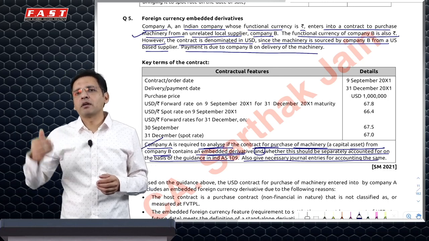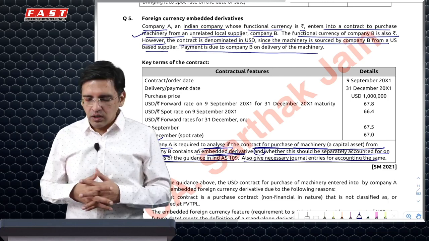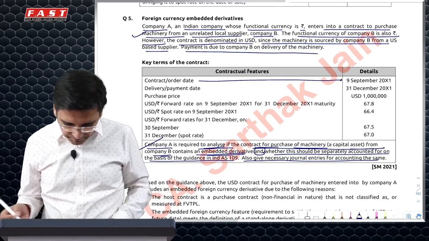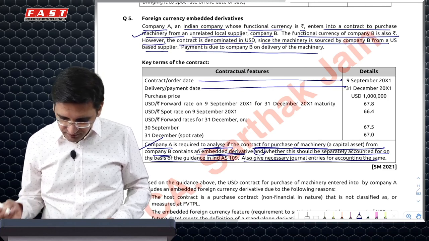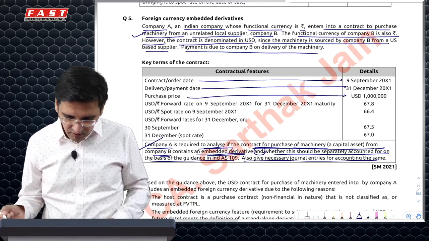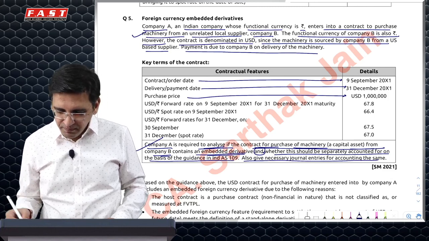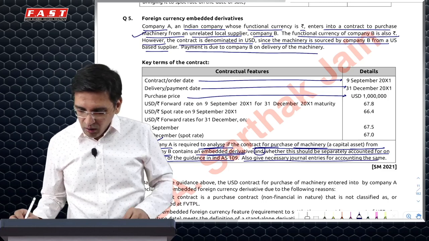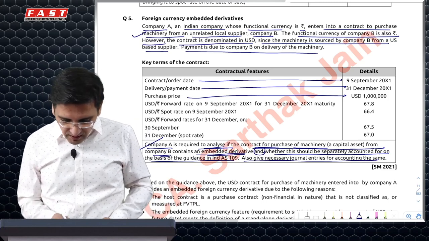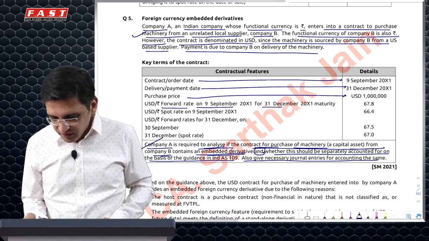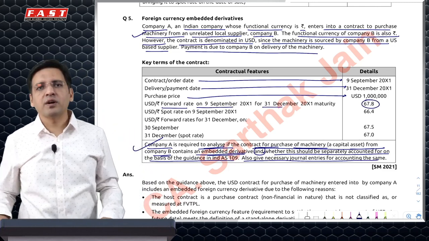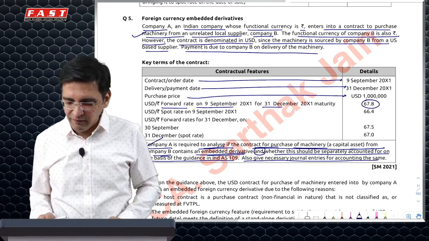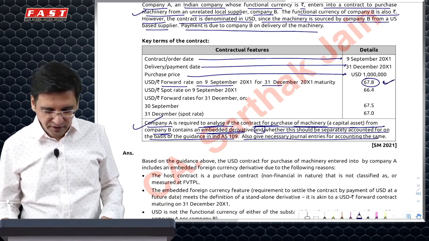He'll be happy if the dollar goes down because he'll have to shell out a lesser amount. The contract actually happened on 9th September and the future date was 31st December. The purchase price was $1 million. I would have to fix the price of the machine as per the forward price on 9th September for a dollar payable on 31st December. So it says forward on 9th for 31st is 67.8. So 67.8 into $1 million is the fixed price of the machine. Day 0, the fair value of the contract is 0 and this is my reference price.